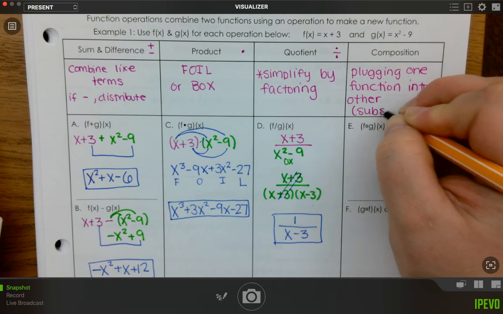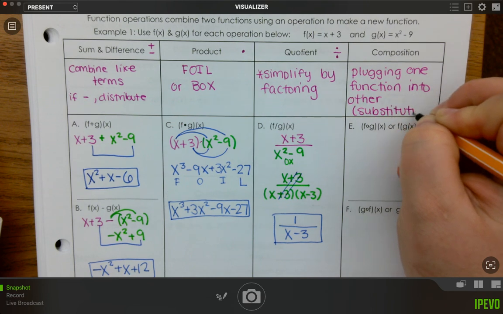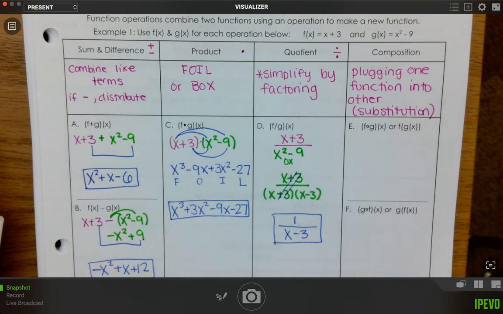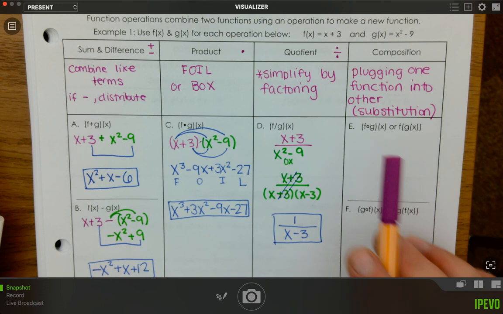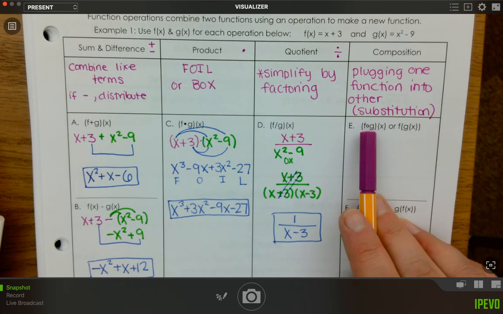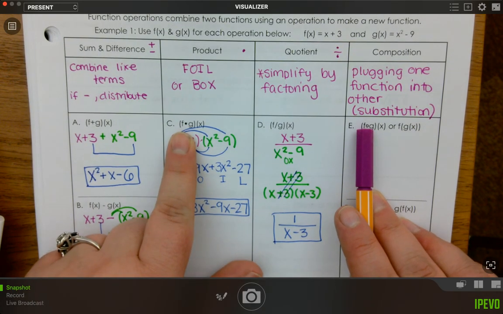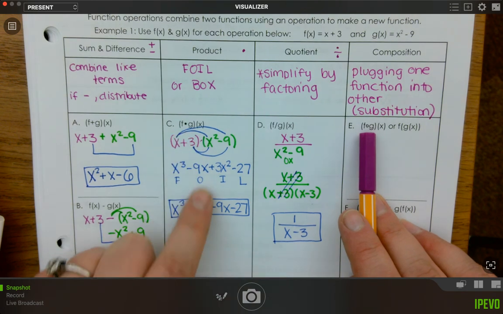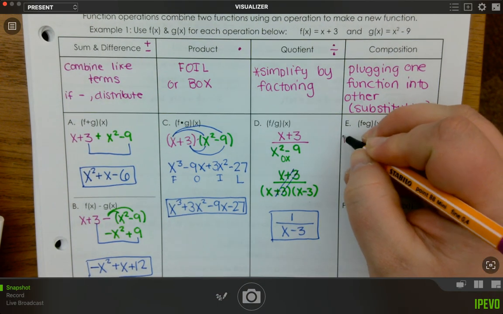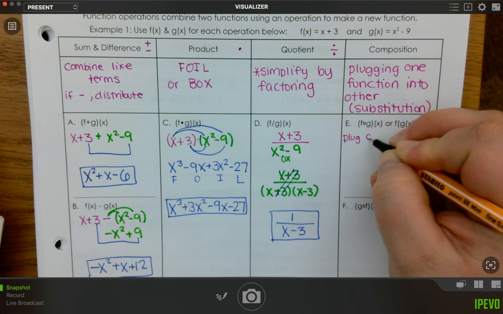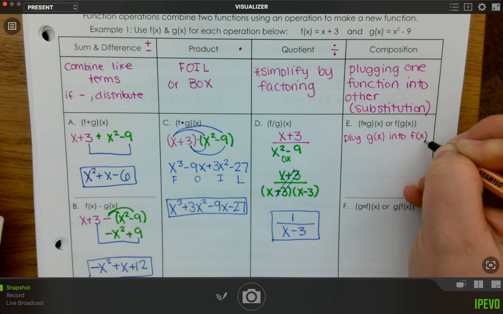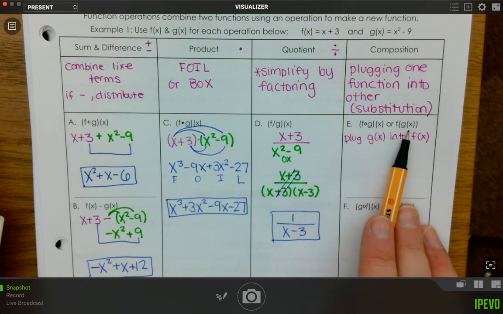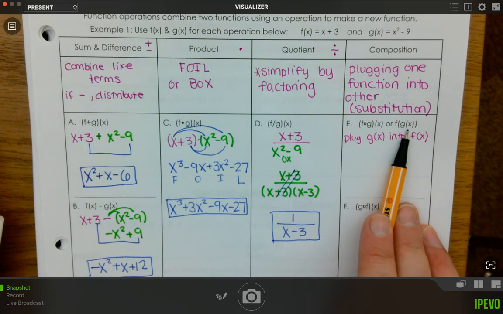Which is really just a fancy way of saying substitution. Okay, so it's really plugging one function into the other using substitution. And we're going to do this both ways. What you'll notice here is this looks a lot like the multiplication, but it's an open circle. That means that you're going to plug g into f of x. Whichever one is on the inside gets plugged into the other one.